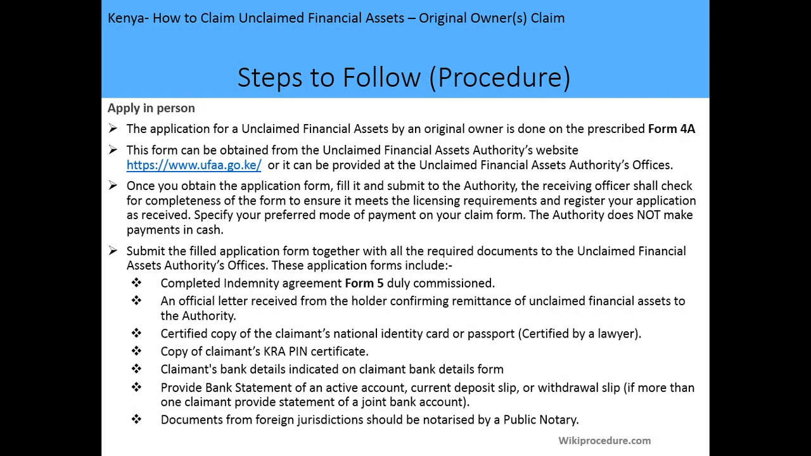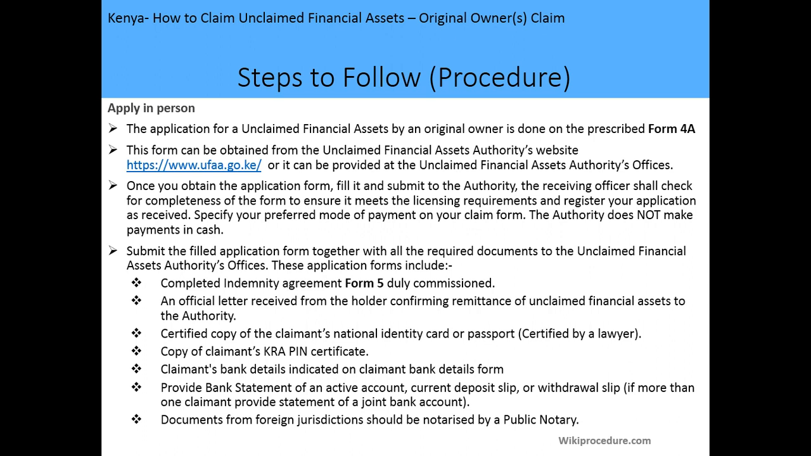The application process is as follows. This application can only be done in person, and the application for an unclaimed financial asset by an original owner is done on prescribed form 4A, and the form can be obtained from the Unclaimed Financial Assets Authority website, that's www.ufaa.go.ke, or it can be obtained from their offices in Westlands, Nairobi. Once you obtain the application form, you're supposed to fill it and submit it to the authority.